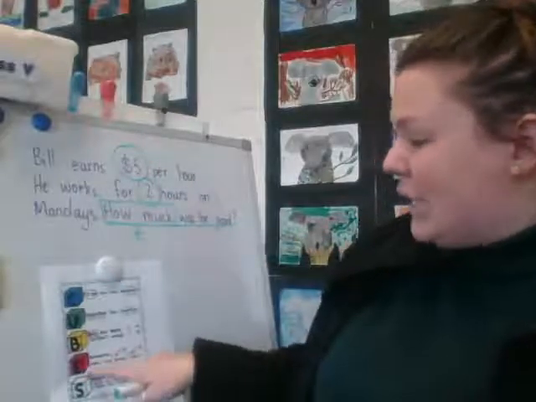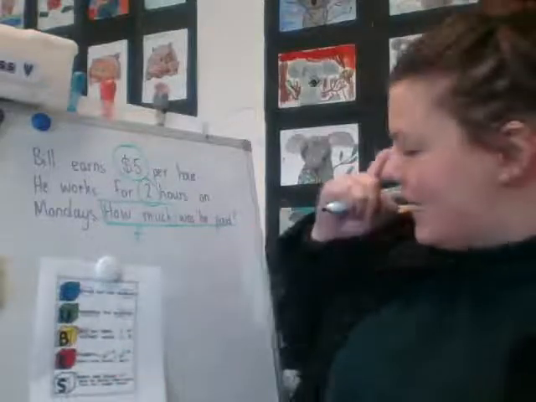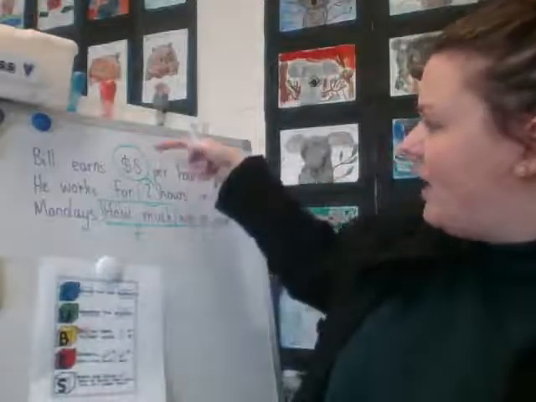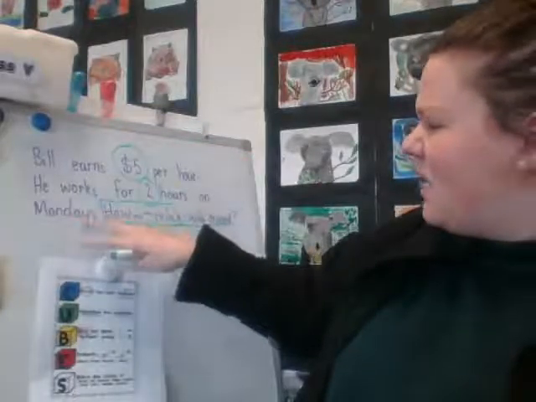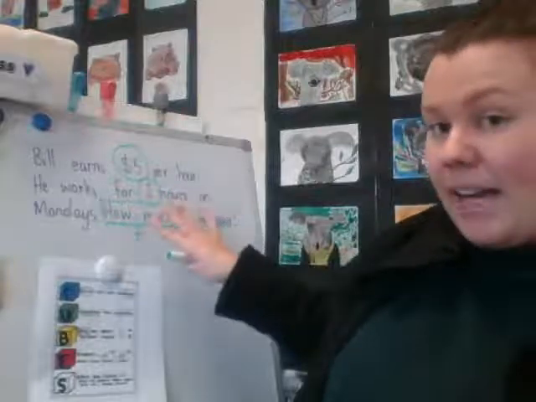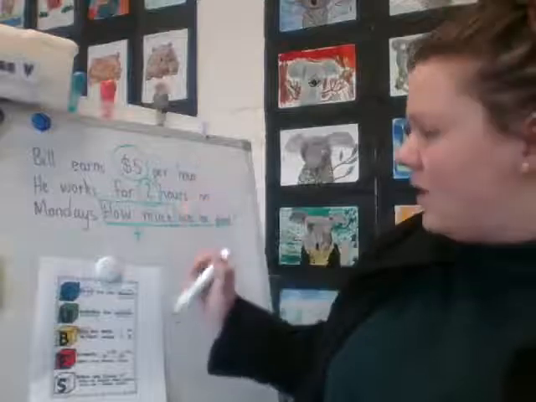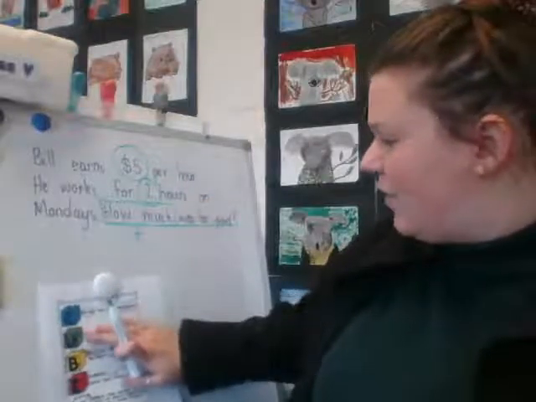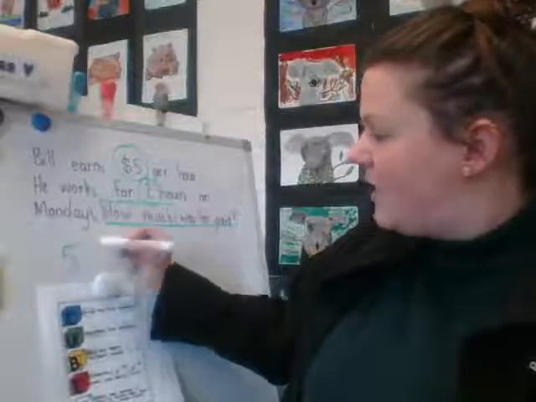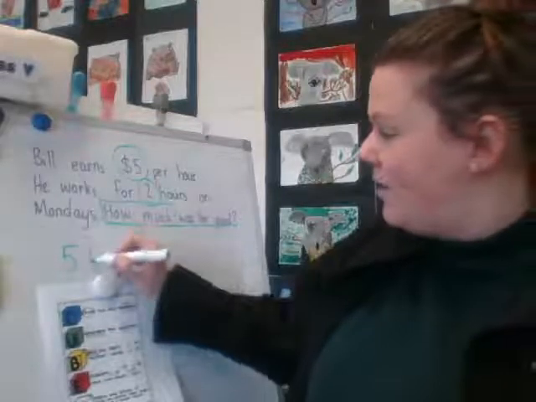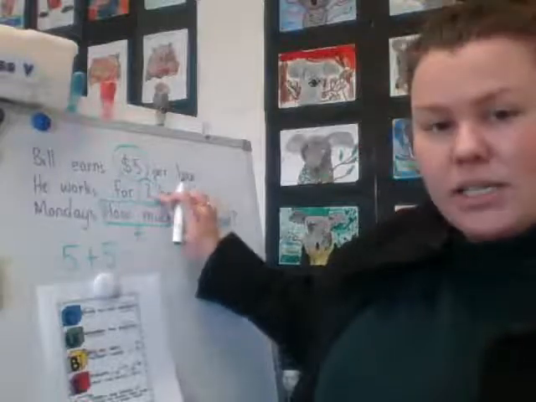E in CUBES means evaluate. So what steps should I take? So with this information that I know that he gets $5 per hour, he works for 2 hours on Mondays, that doesn't really matter. I need to figure out how much he's getting paid. So I know I need to do 5 two times. So I could write this, and I'm going to write it down so it can show my thinking. $5 for 1 hour plus $5 for his second hour because he works for 2 hours.